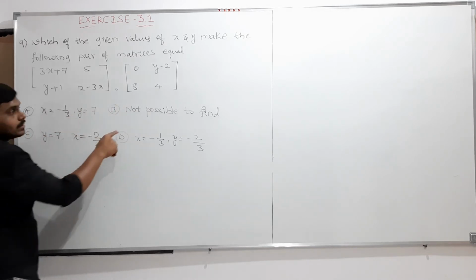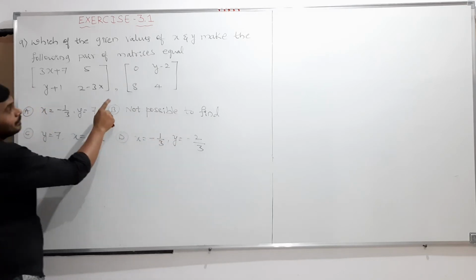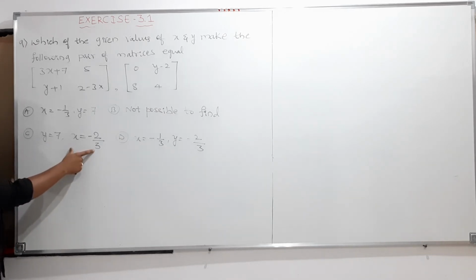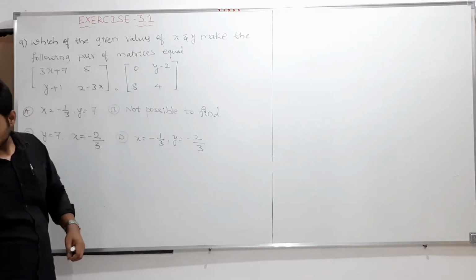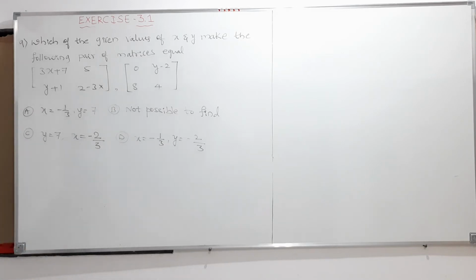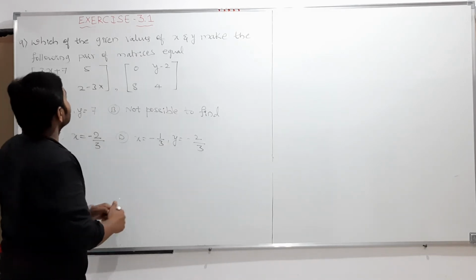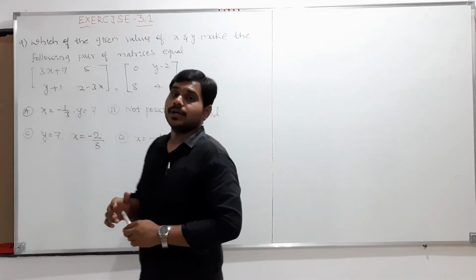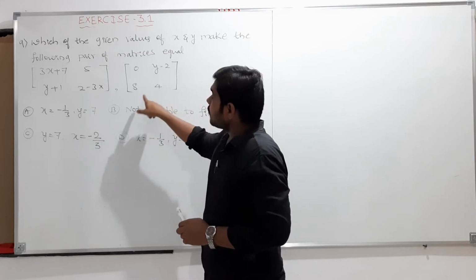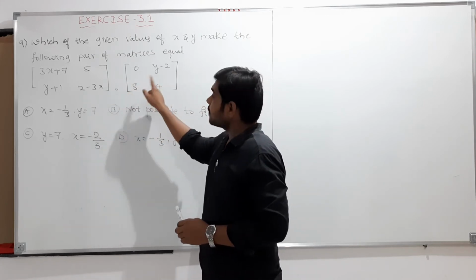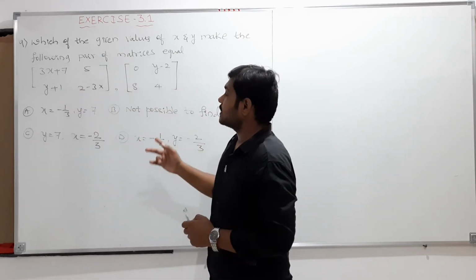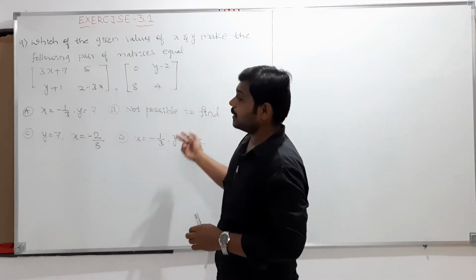You should check. And the second option is whether it is not possible to find the x and y values. And the third is y is equal to 7, x is equal to this value, and so on. These are the values given to you. So therefore here first we should find these two matrices to be equal. So what I am doing here is, first I will equate these two. After equating, I will find the values of x and y, and for those values of x and y, the answer should be calculated.